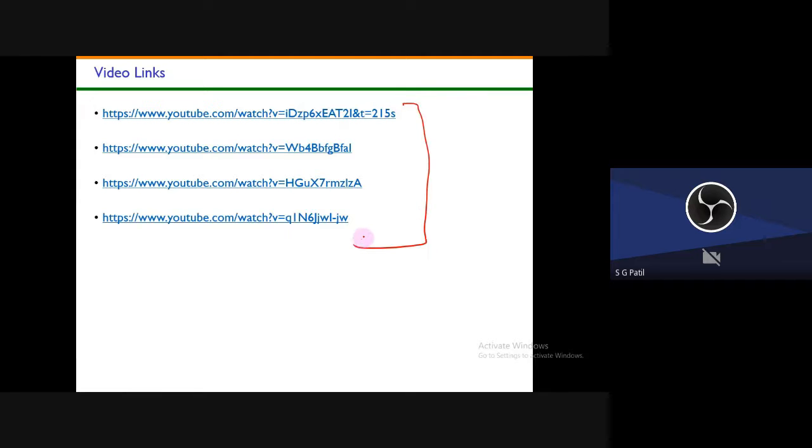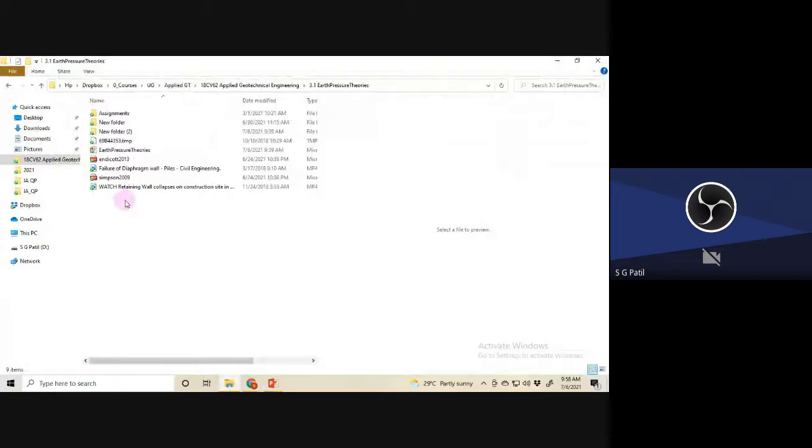There are some links I have put here, some failure videos of these retaining walls. In your free time, please watch these YouTube videos. I put 4 links here, and they captured these retaining wall failures. I have also downloaded some videos. Before moving further, I want to show you some retaining wall collapses.